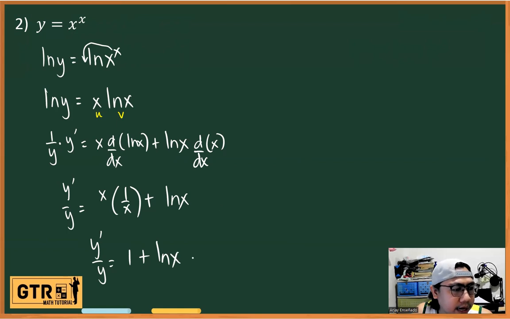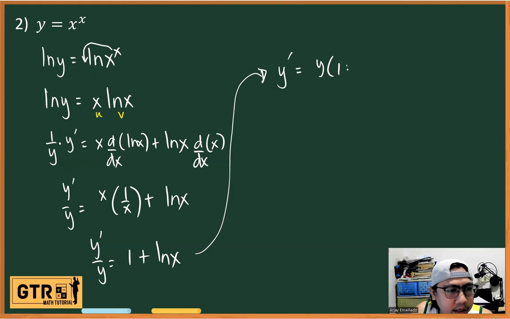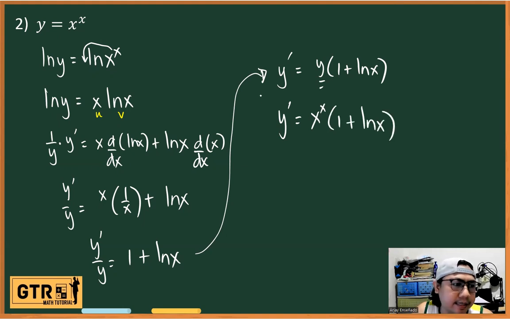Then multiply both sides by y to eliminate the y on the left side, so we can isolate y prime. So therefore, y prime is equal to y times 1 plus ln x. So now substitute the value of y. The value of y is x to the x. So therefore, we have the derivative is x to the x times 1 plus ln x. This will be our final answer.